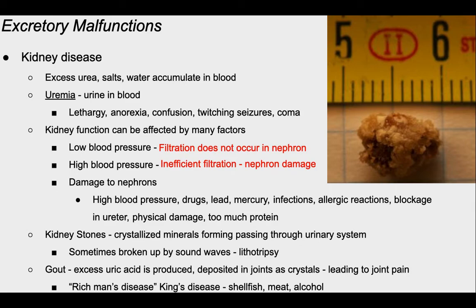Another thing that you may have heard of are kidney stones. This is actually a picture of a pretty large kidney stone, almost a centimeter. Kidney stones form when minerals that are going through the urinary system crystallize. And so if they crystallize and build up into a significant size, then they can block the movement of material through the nephron, through the collecting ducts.